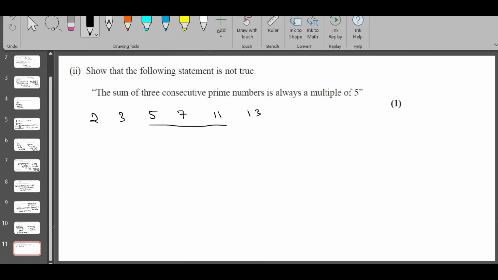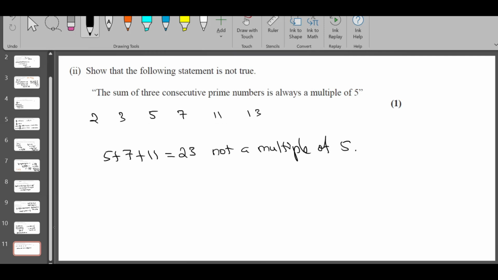When you find the sum, 5 plus 7 plus 11 is equal to 23, not a multiple of 5. That's all. You don't need to write anything. Just a 1 mark question.